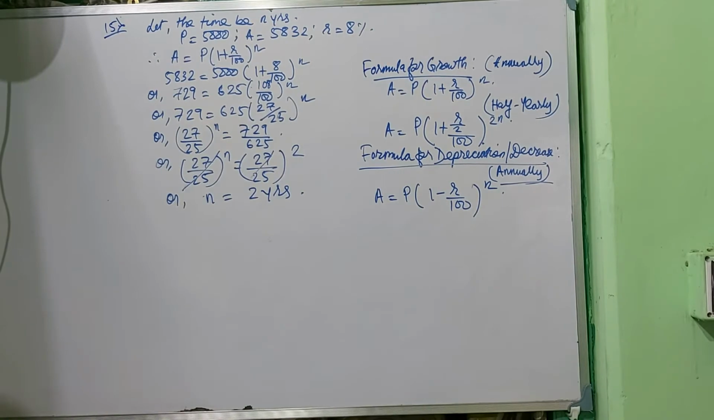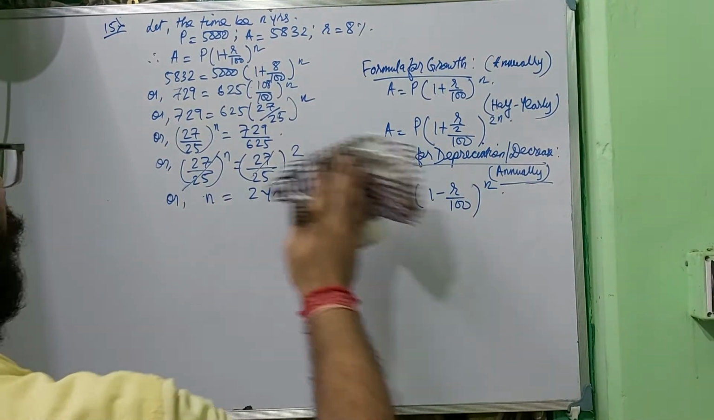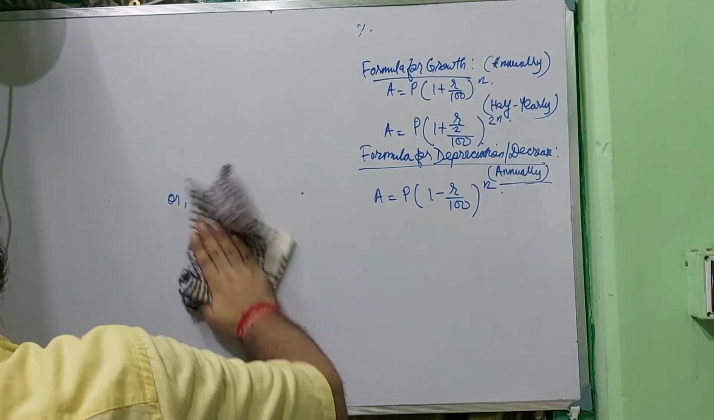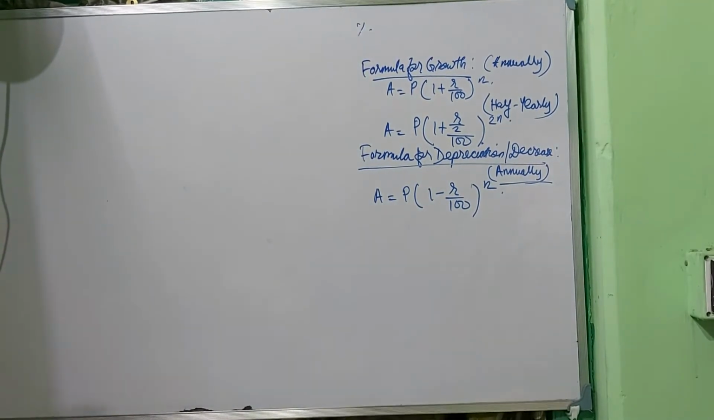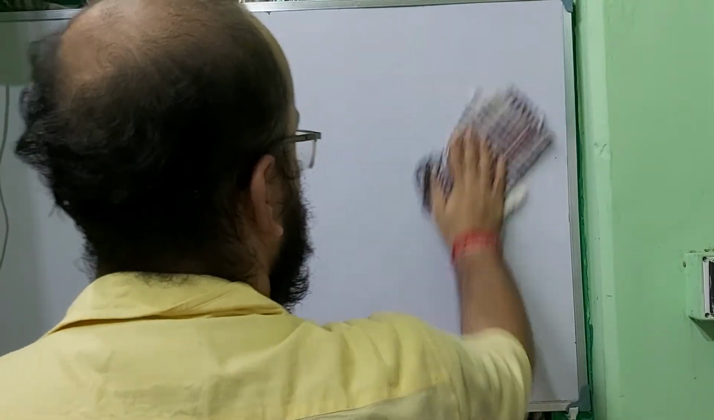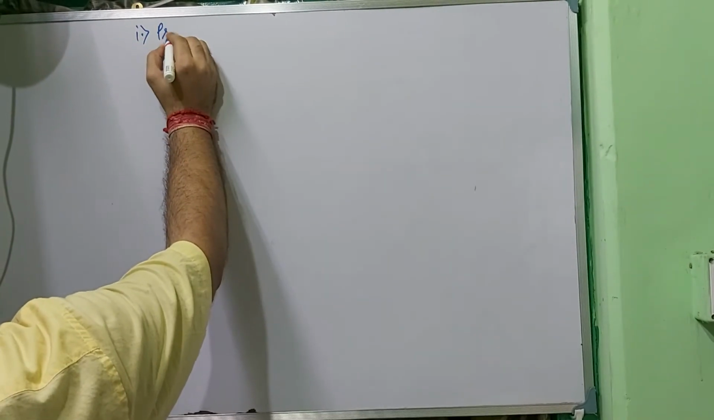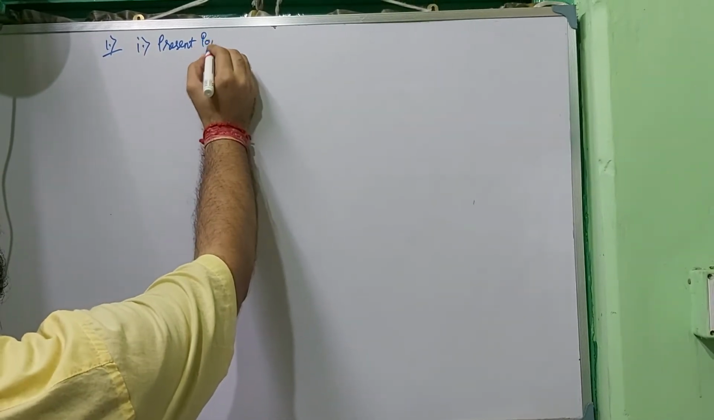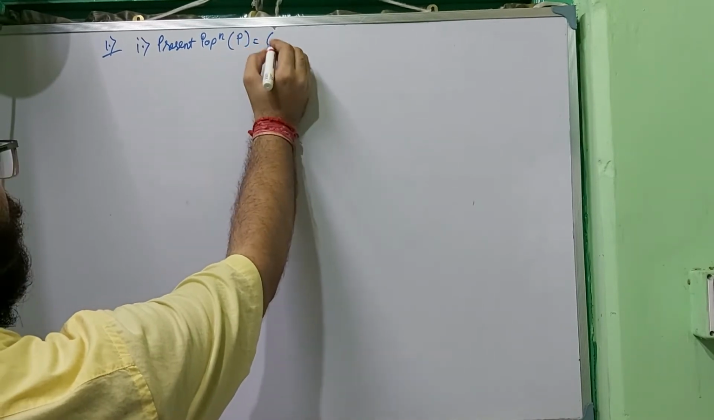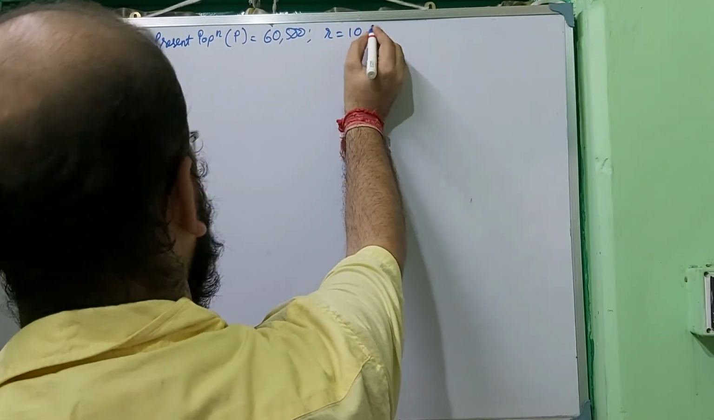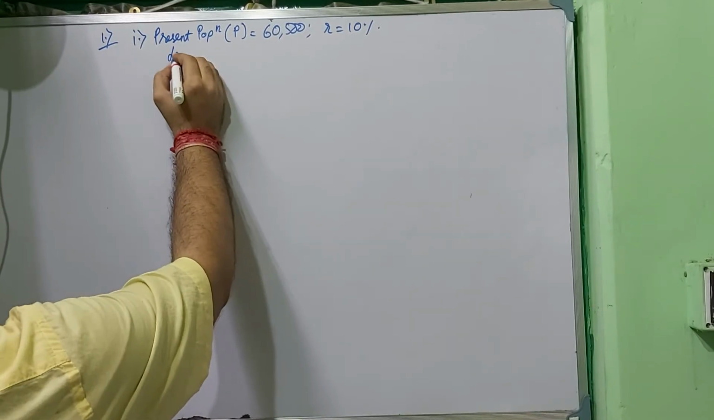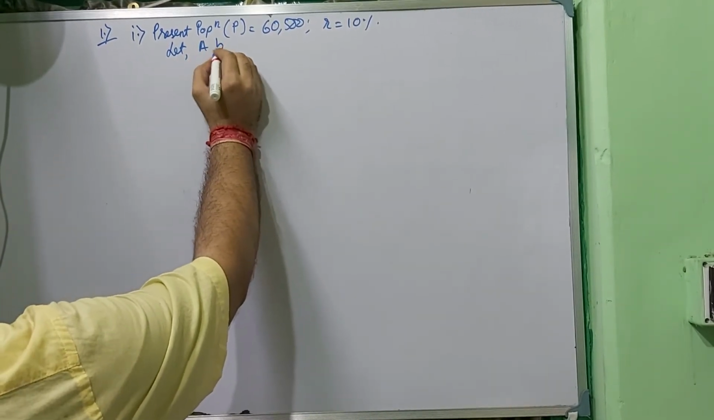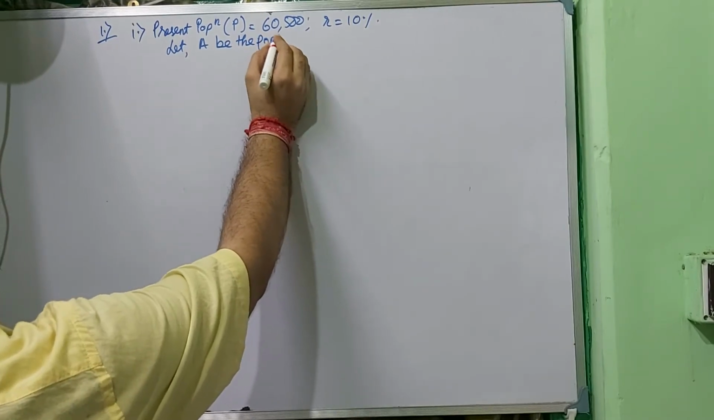It's easy. The present population is given, 60,500, right? This is sum number 1. Present population, or P, is given as 60,500. R is given as 10% growth. So let A be the population after 2 years.